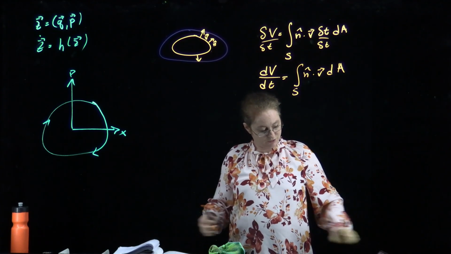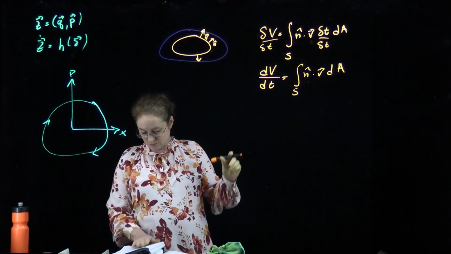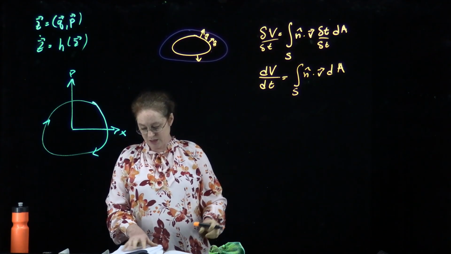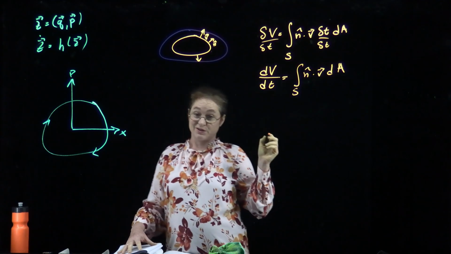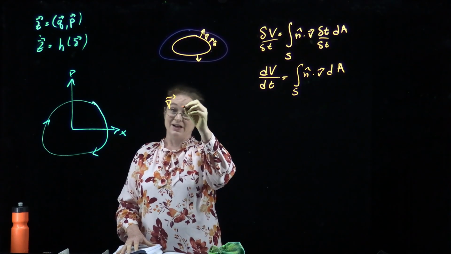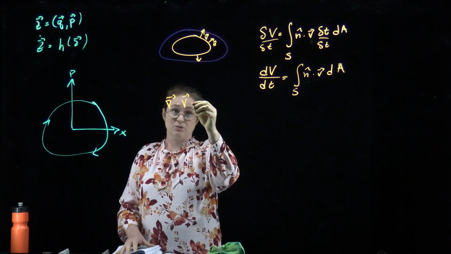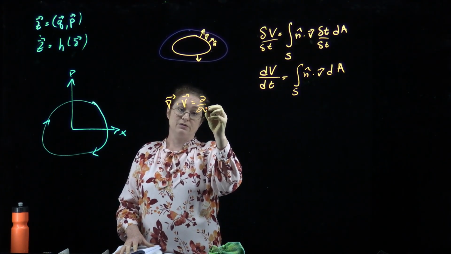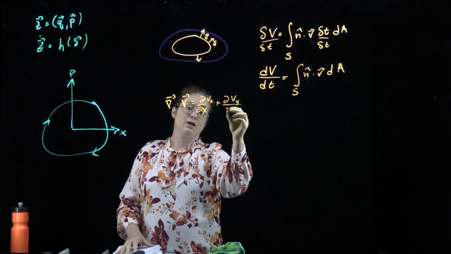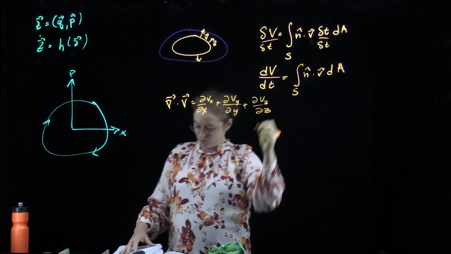It's okay if you have to refresh yourself a little bit. All right, and then we are going to use the divergence theorem. So first of all, what is the divergence at all? The divergence is del dot v, which is the partial derivative with respect to x of vx plus the partial derivative of vy with respect to y plus the partial derivative of vz with respect to z.